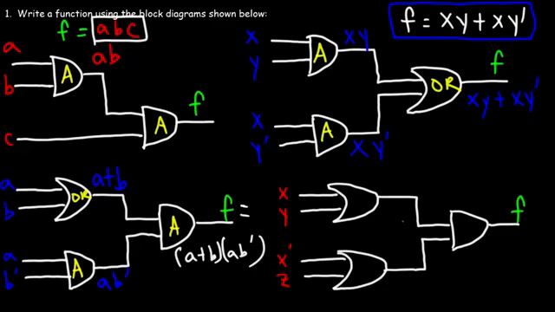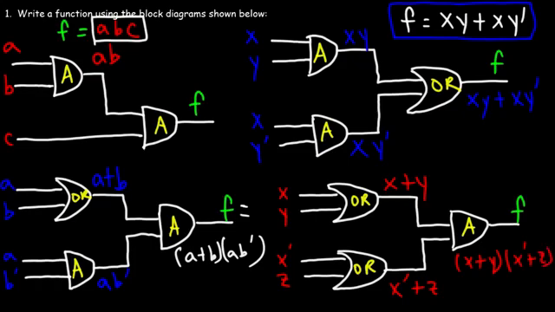Now let's focus on the last one. We have one AND gate and two OR gates. For the first OR gate, we're going to take the two inputs and add them together. So this is going to be X plus Y. And for the second one, we're going to do the same thing. So this is going to be X prime plus Z. Now for the AND gate, we're going to take these inputs and multiply them together. So in parentheses, we have the first one, X plus Y, times the second one, X prime plus Z. So F is equal to what we have here.